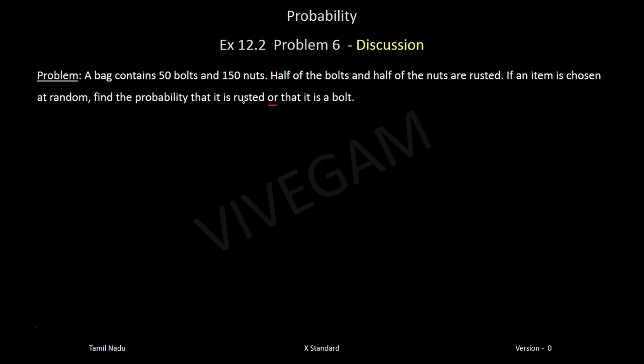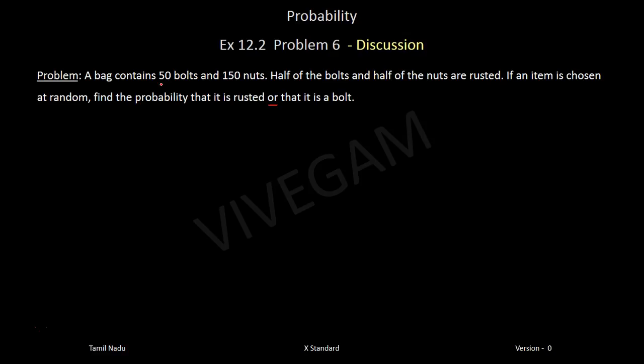In exercise 12.1, we were asked to find the probability of a rusted item, or the second part would be finding a bolt. Both together they had never asked. So whenever they say "or", we use the addition theorem: probability of A union B equals probability of A plus probability of B minus probability of A intersection B. So that's the first hint you have to pick up.